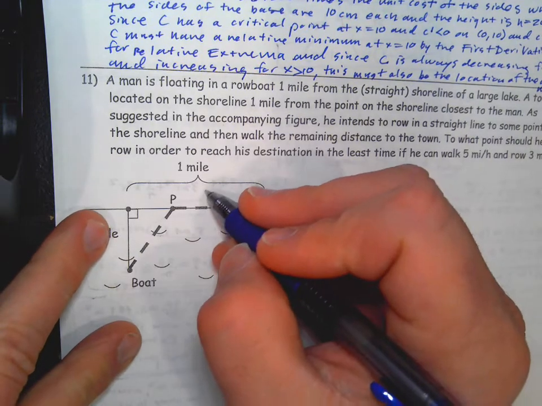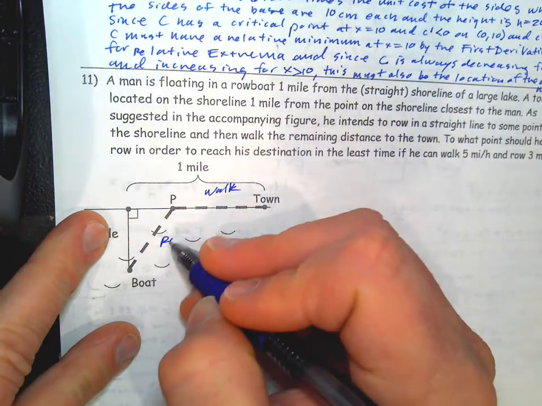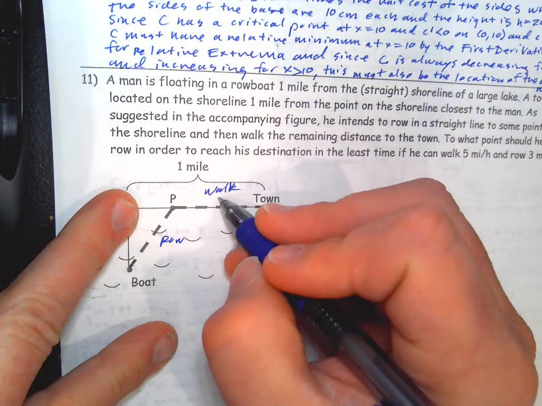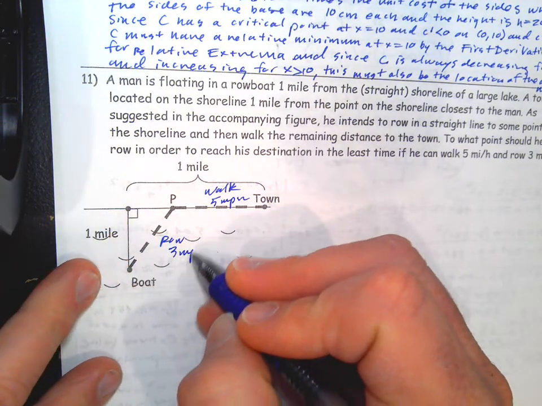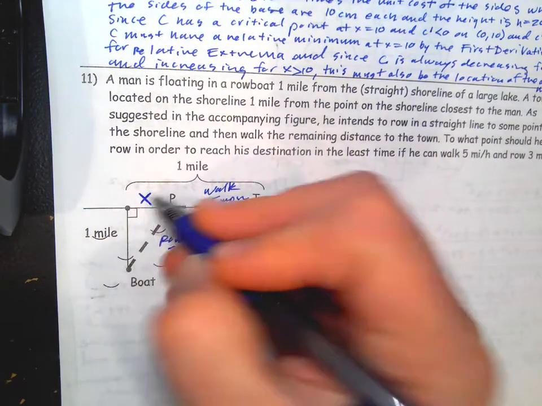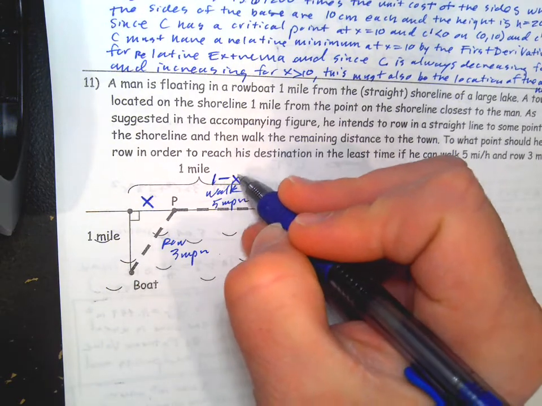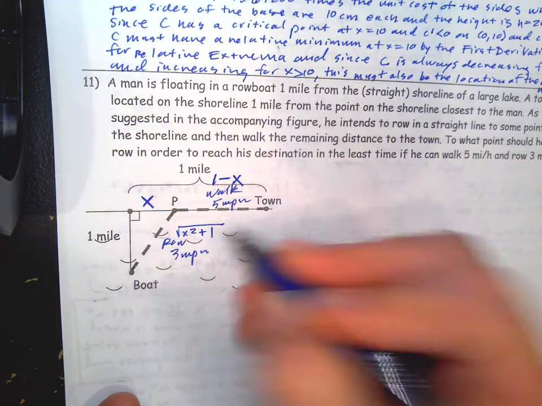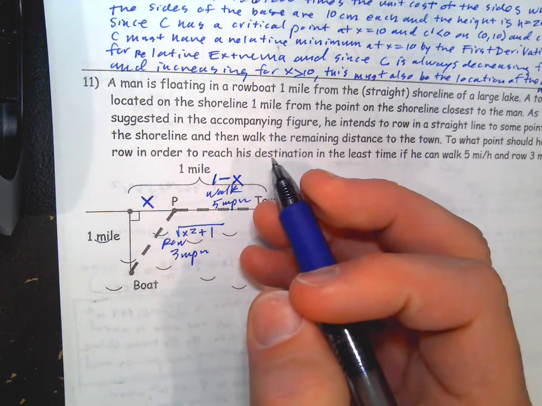So here he is walking. I like to label the picture. Here he's rowing. He's walking at 5 miles per hour. He's rowing at 3 miles per hour. We got to create a variable somewhere. This is the best place to put it. x is the cleanest place. So then this is 1 minus x. And then this is the square root of x squared plus 1. If you put x here or here, it gets messier, I think.